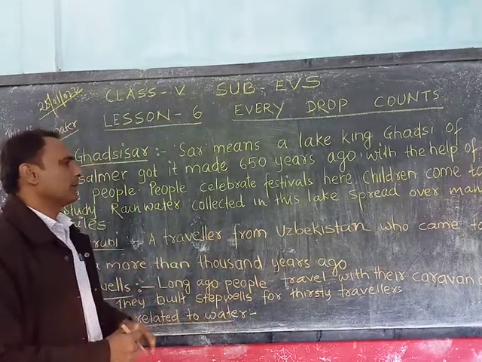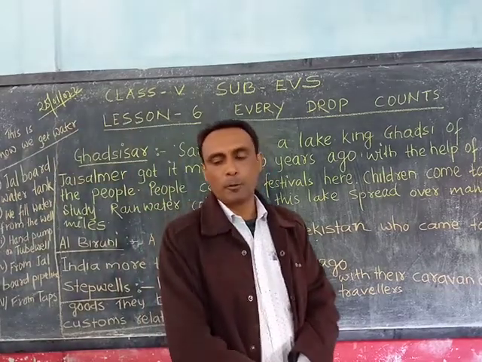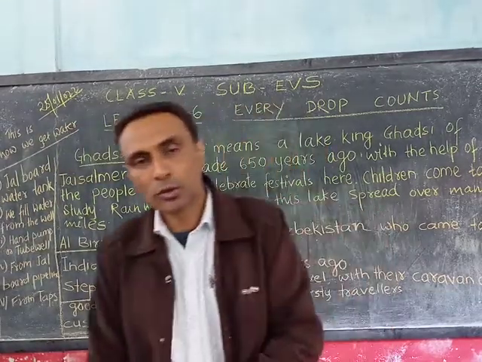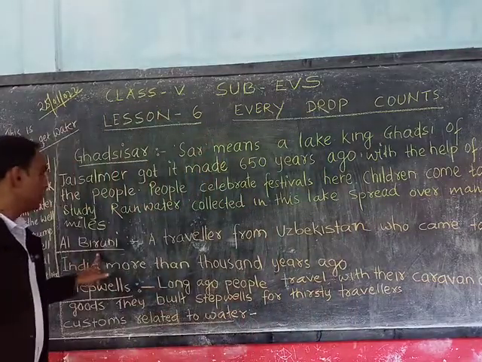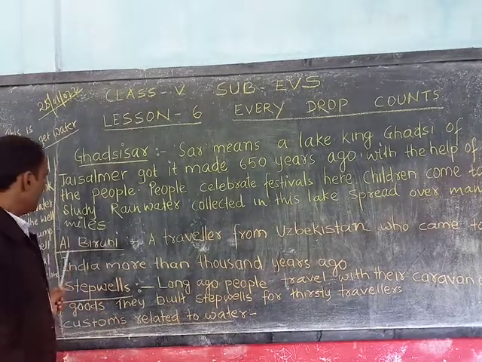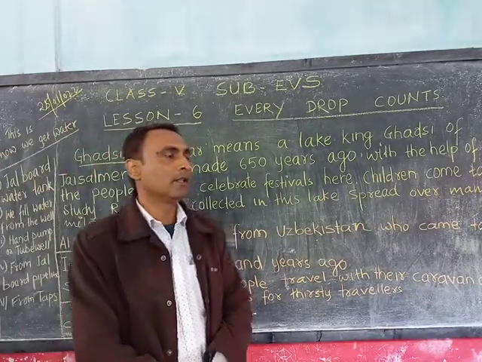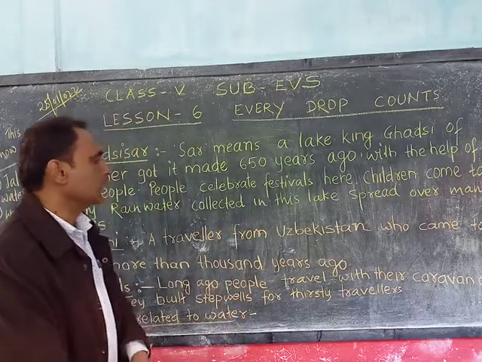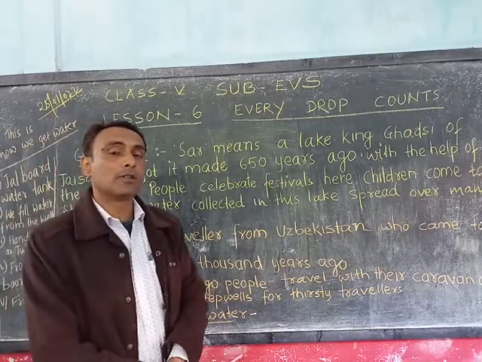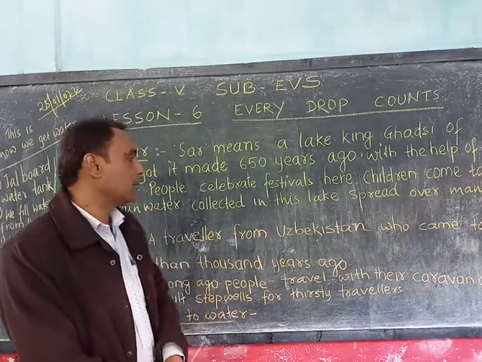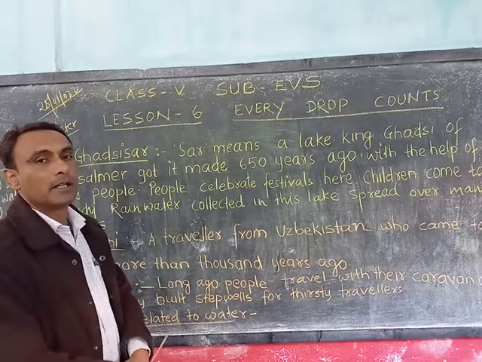Now next, what happened? 1,000 years ago, you go through the book also, you will see there Al-Biruni. Al-Biruni was a traveler from Uzbekistan. Keep it in your mind. He was from Uzbekistan 1,000 years ago. Al-Biruni came from Uzbekistan to India as a traveler.